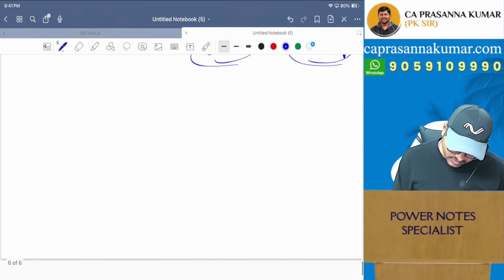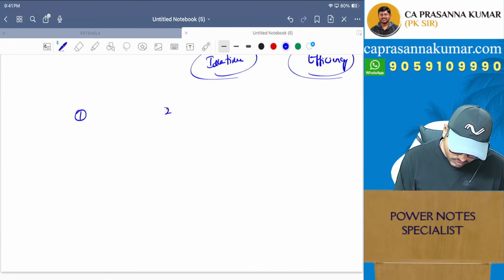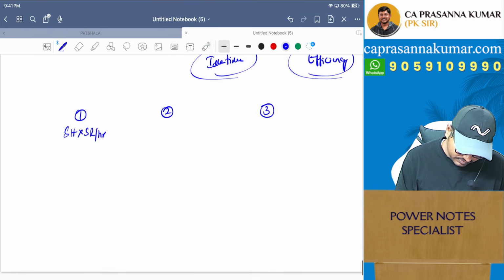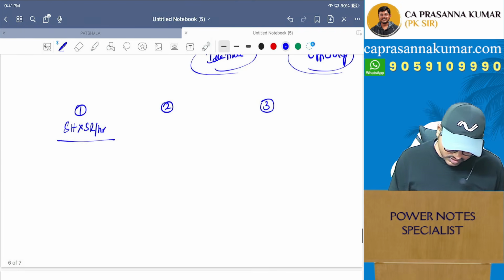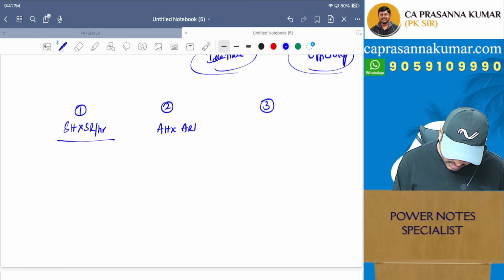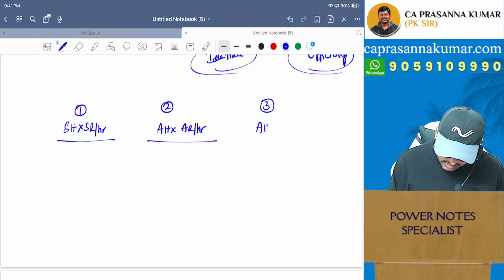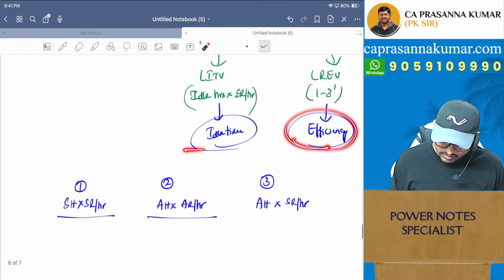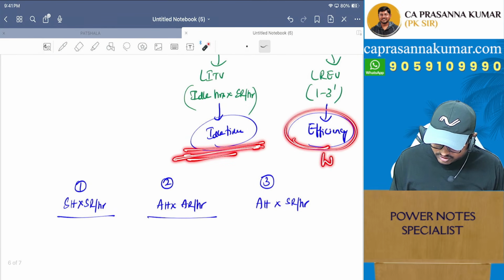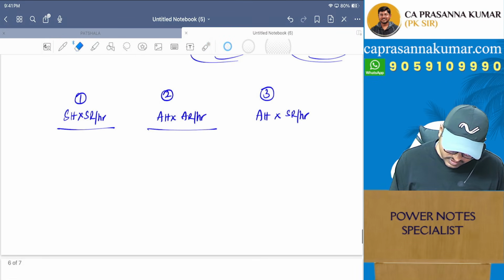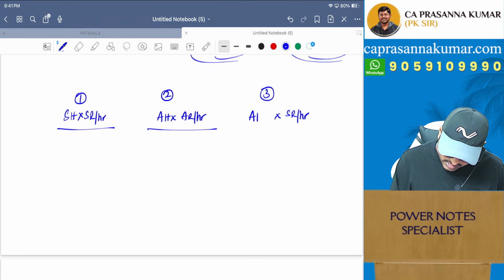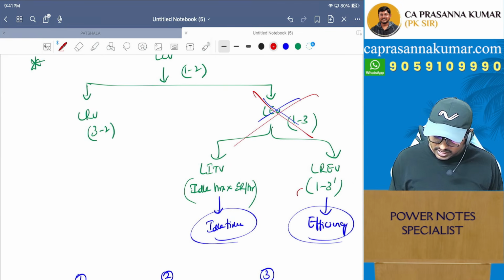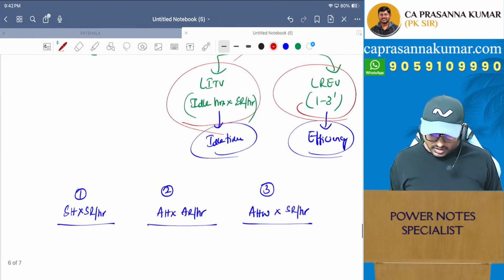Let's put the formula. 1, 3 is enough. First one, SH into SR per R. AH into RR per R. AH into SR per R. And because I need to calculate this one, because idle time variance is calculated separately, here it should be hours worked only. Therefore, I will rewrite this formula as AHW because actual hours worked. So I'll not be calculating this. I'll be calculating this. Clear?